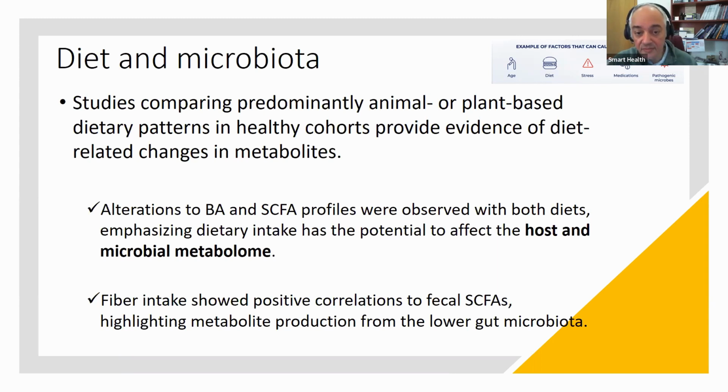Now, of course, the main difference between animal-based and plant-based diets is the intake of fiber. And we know that fiber intake has a positive correlation with short-chain fatty acids, because this is the fermentation of fiber into these beneficial compounds. Therefore, this is one of the major differences between the two diets. So definitely diets affect the metabolites of an individual.